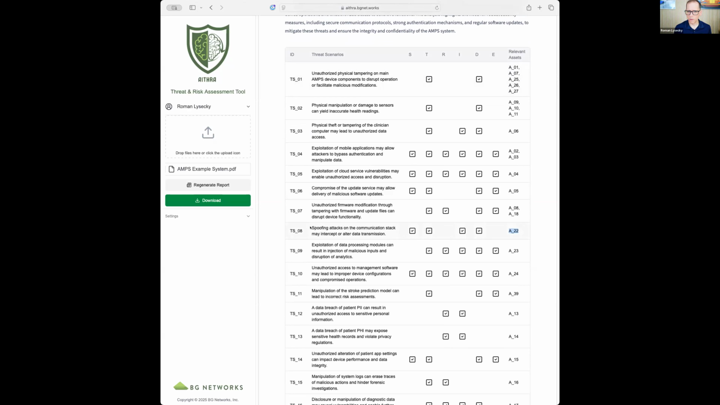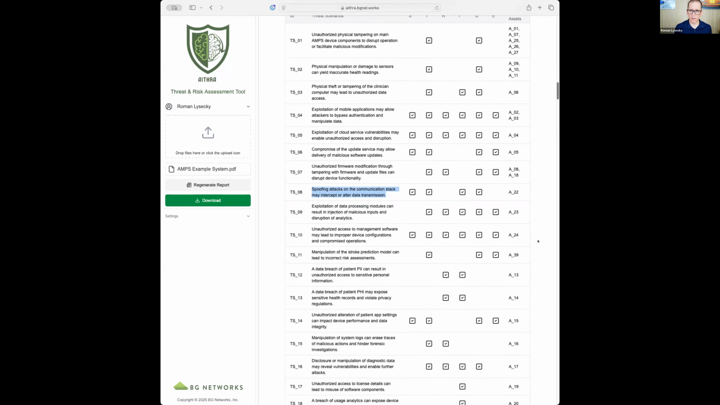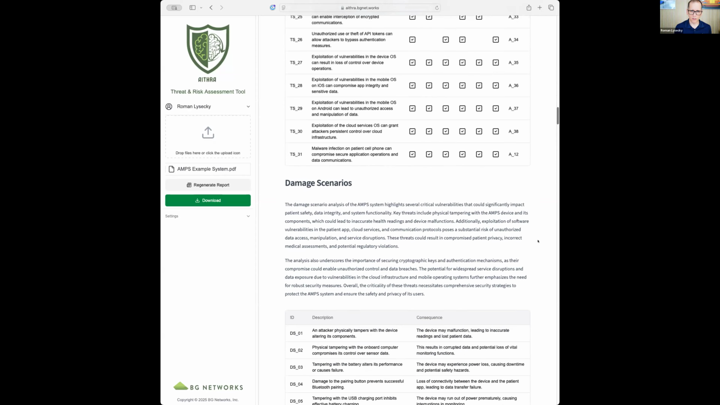Here's asset 22. So we're looking at, again, another common attack, which is spoofing attacks against a communication stack. So Bluetooth, it's an open connection between a device and the stack. Definitely a target for attackers to be looking at. In this case, we're looking at intercepting or altering data in that transmission. So it's not only spoofing, but it's potentially getting into tampering with data or information disclosure, being able to intercept that data. And so we'll go from there.